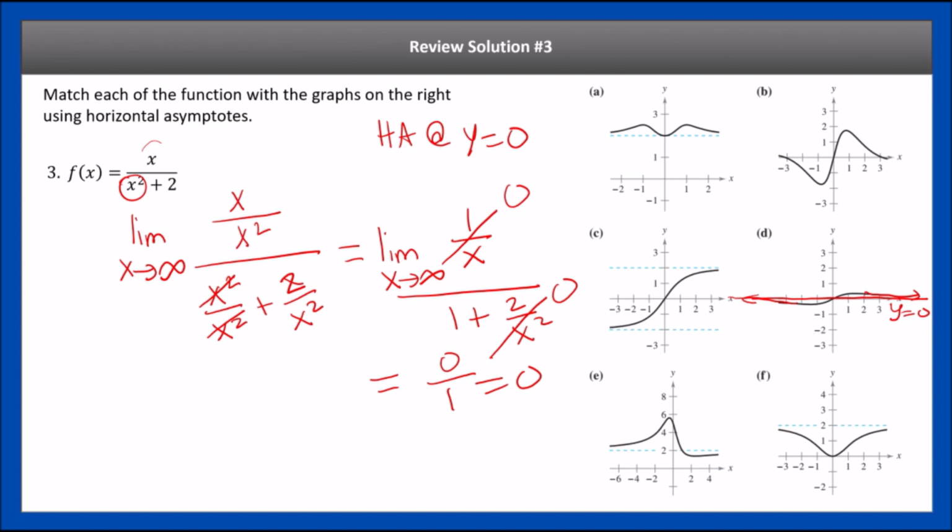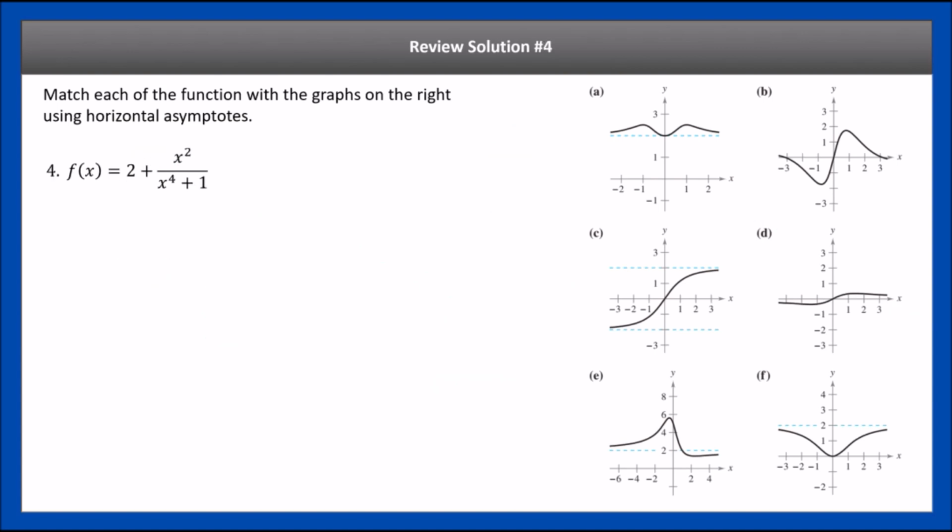And we can also establish that this function is symmetric about the origin because it's odd. Remember that odd functions, such as this one, work this way: if I plug in negative x, the whole fraction turns completely negative. Odd functions are symmetric about the origin. So it really does look like D if you take a look at it.